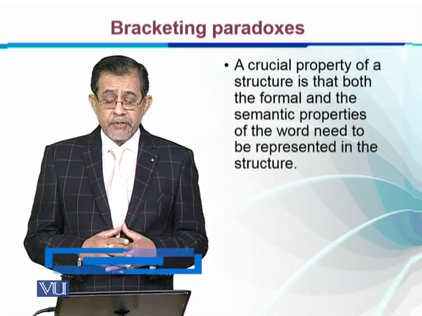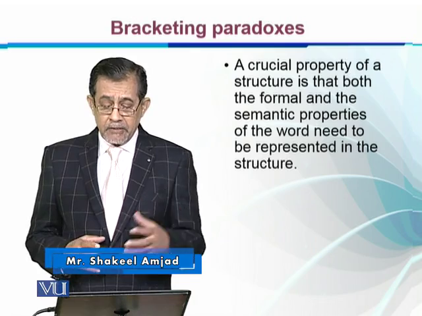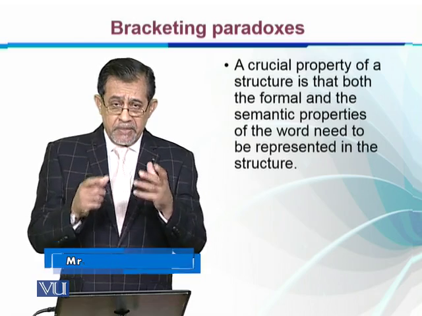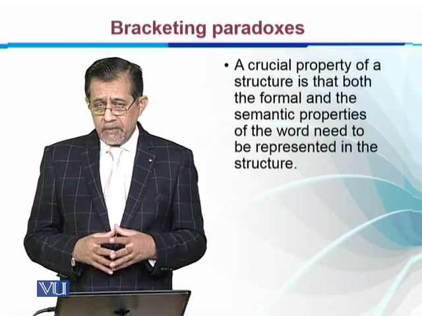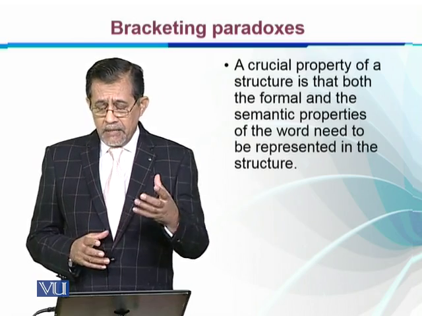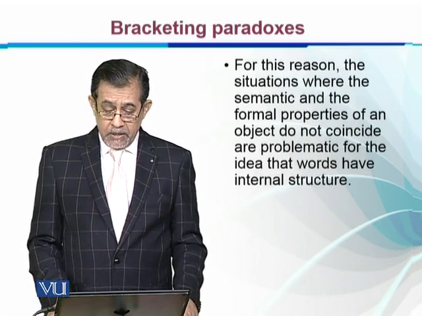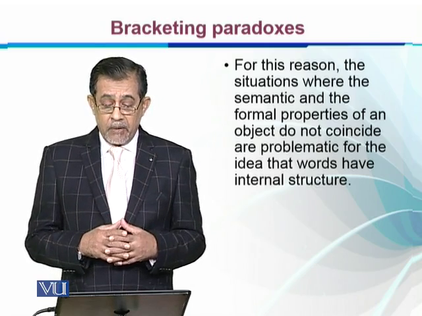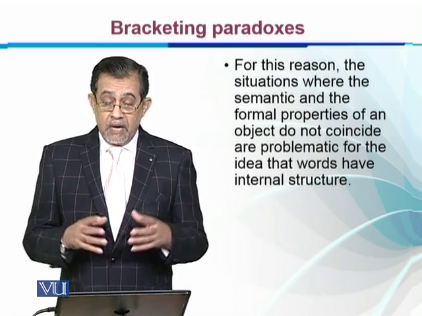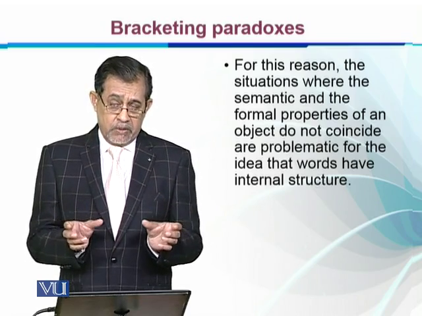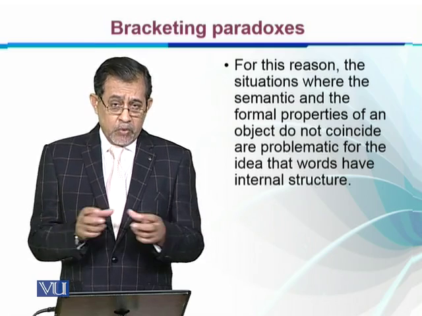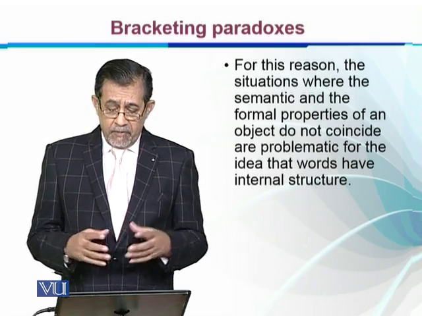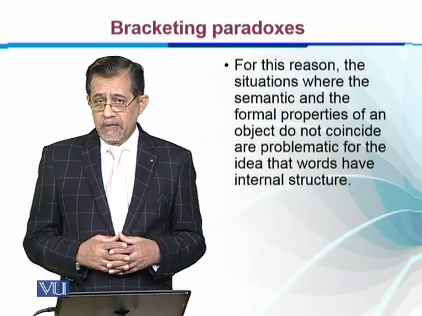A crucial property of a structure is both the formal and the semantic. So this is what we've been talking about. To represent a structure, we need to have the formal properties as well as the semantic properties of the word. For this reason, the situation where the semantic and the formal properties of an object do not coincide is problematic. So when these two properties are not working with each other, we come across a problem for the idea that words have internal structure.